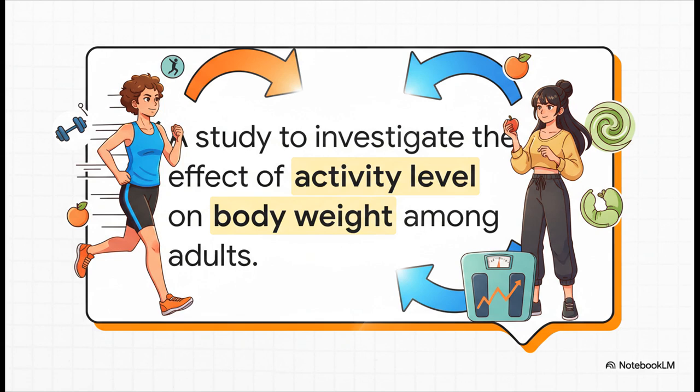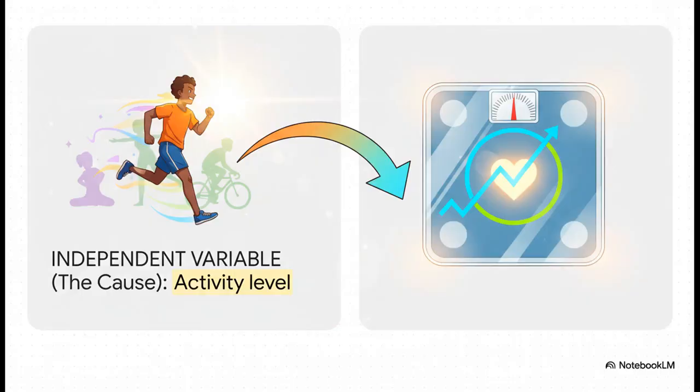Let's try another one. This time we're studying the effect of activity level on body weight. Which one is the cause, and which one is the effect? Which one is doing the influencing? Exactly. The activity level is the independent variable. That's the factor that's changing from person to person, and it's the one we think might influence the outcome. The body weight is the dependent variable. That's the outcome we're measuring to see if it changes based on how active a person is.